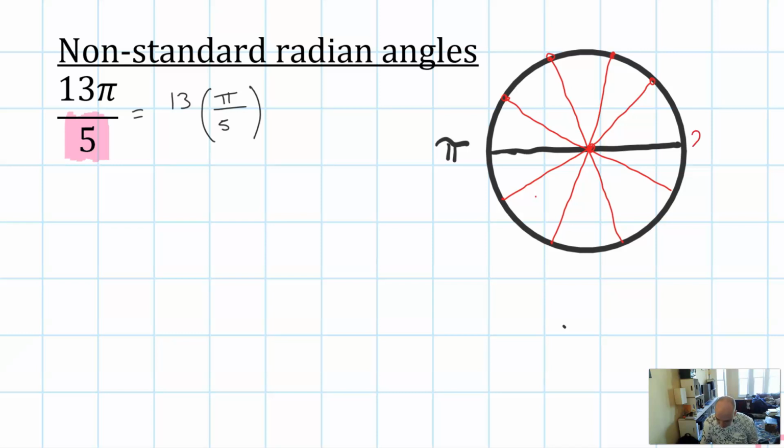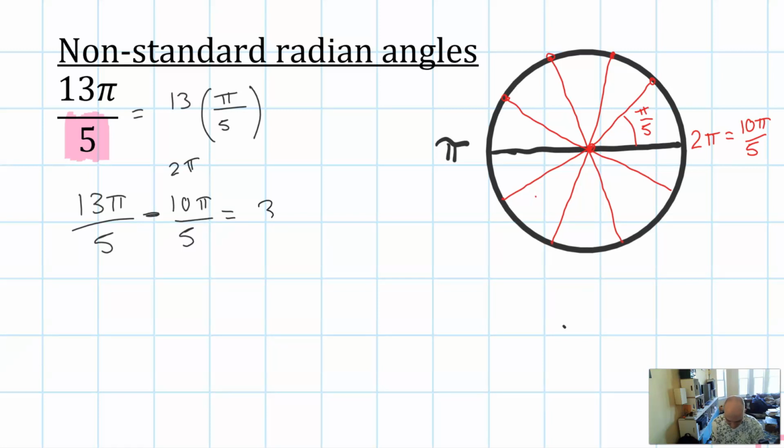So then, I want to think about what 2 pi would equal in the units of pi over 5. Well, 2 pi, I can see that there's 10 total pi over 5 size slices, so 2 pi would be 10 pi over 5. I notice that 13 pi over 5 is larger than 10 pi over 5, so I need to do 13 pi over 5 minus 2 pi, but I'm not going to take away 2 pi, I'm going to take away 10 pi over 5, and that gives me 3 pi over 5.